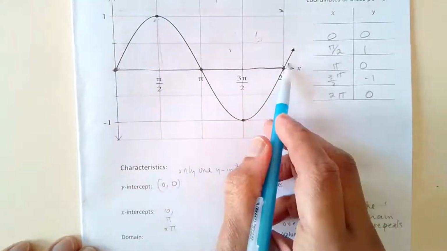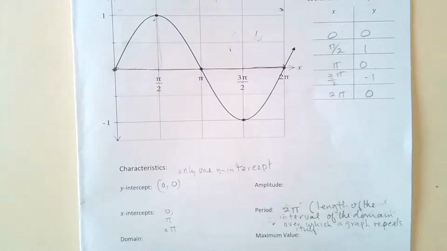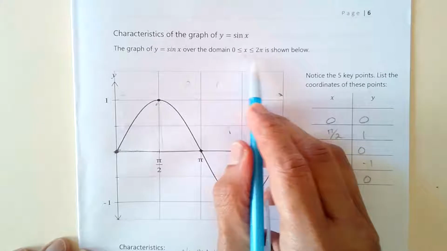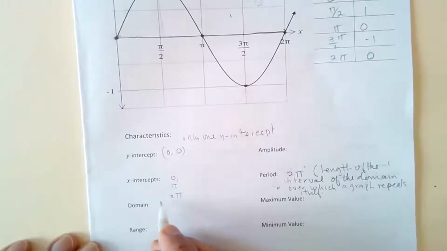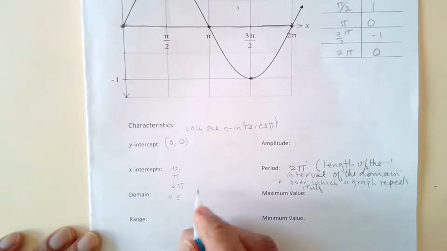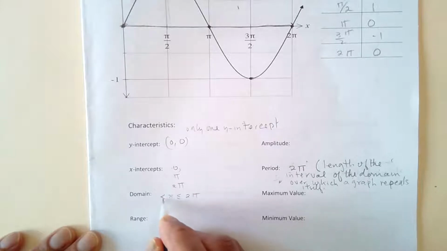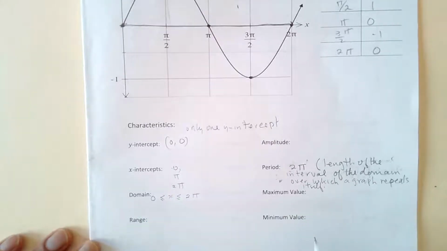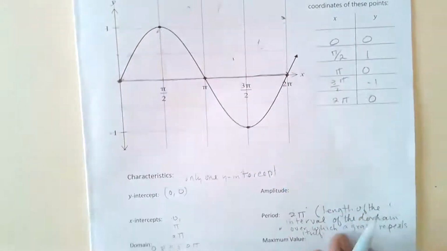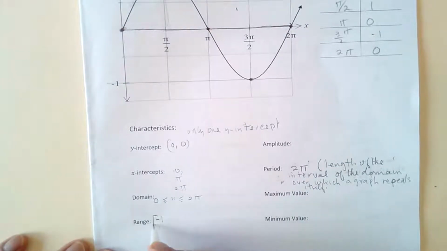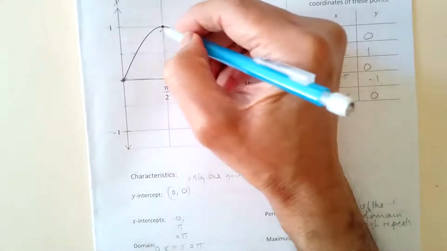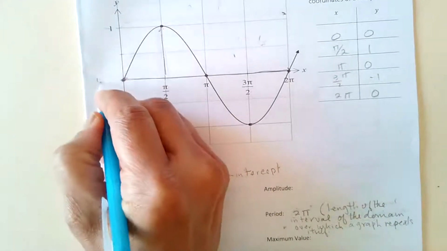The domain, we're looking at one cycle here, right? It's from 0 to 2 pi. We restricted the domain here. The domain is from x between 0 and 2 pi. Now, the range is from -1 to +1, which includes -1 and includes 1. The amplitude is measured from the midline, which is y equal to 0.